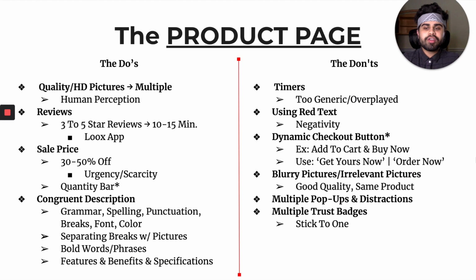Furthermore, one other thing you can do is add some bold words and some bold phrases to put some more emphasis on certain things than others. Lastly, you also want to include a features and/or benefits and/or specifications section as well. Make sure you're highlighting the features, the benefits, and the specifications of your particular product as well. Utilize this space in the description to its full potential.